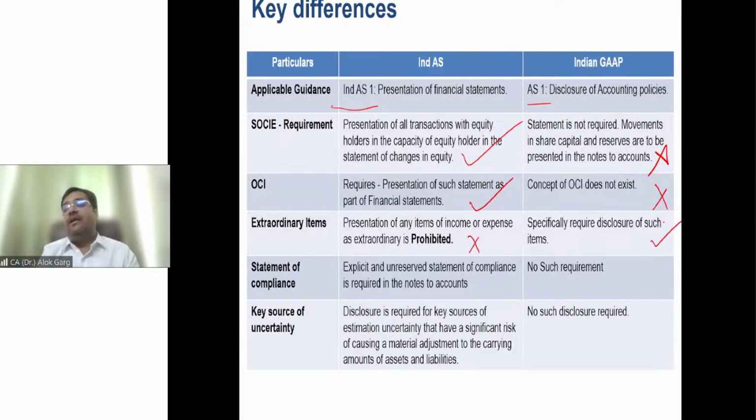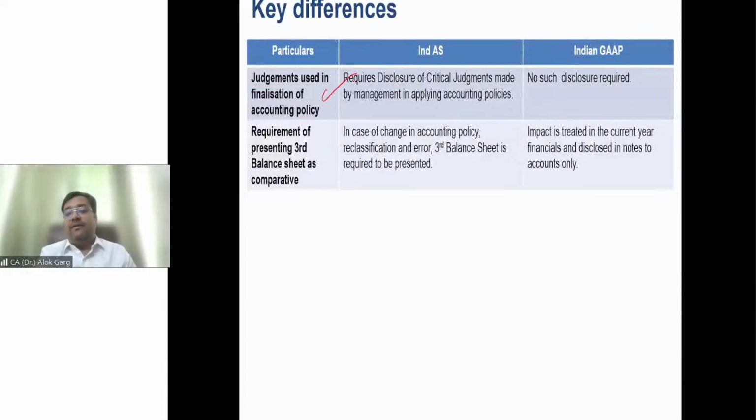Extraordinary items are prohibited, and this item was specifically required in IGAAP, meaning AS. IGAAP means the old accounting standards. A statement of compliance was not required in IGAAP, but it is specifically required now. An explicit and unreserved statement of compliance is required in the notes to accounts. Key sources of uncertainty, judgment and estimate were not required in IGAAP, and these are required in Ind AS.